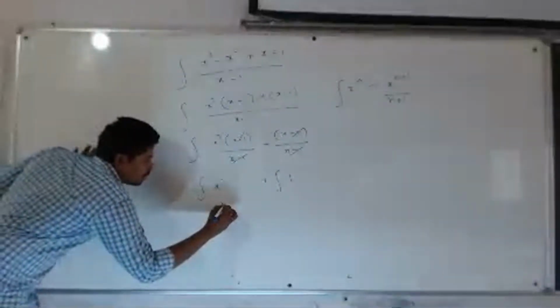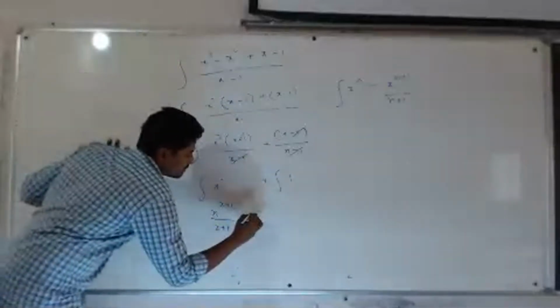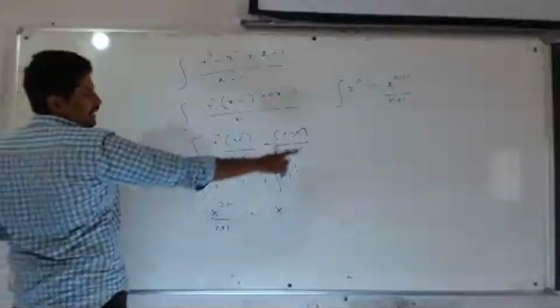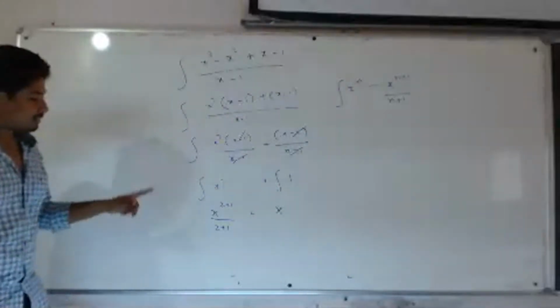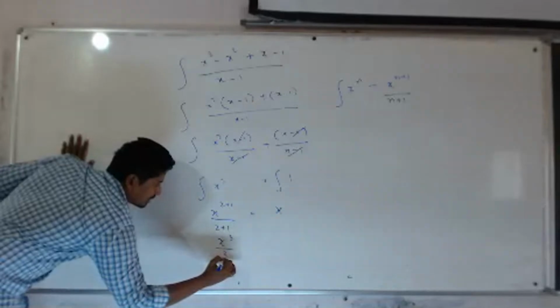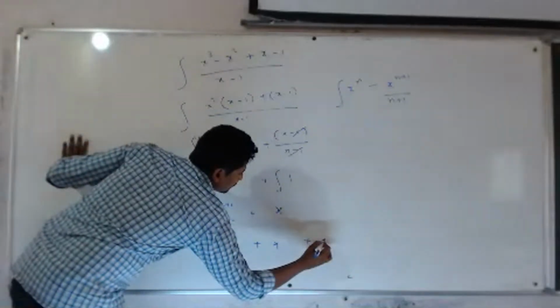X power 2 plus 1 by 2 plus 1. Here it is x, integral kx. Integral 1 it is 1 into x. X power 3 by 3 plus x plus.